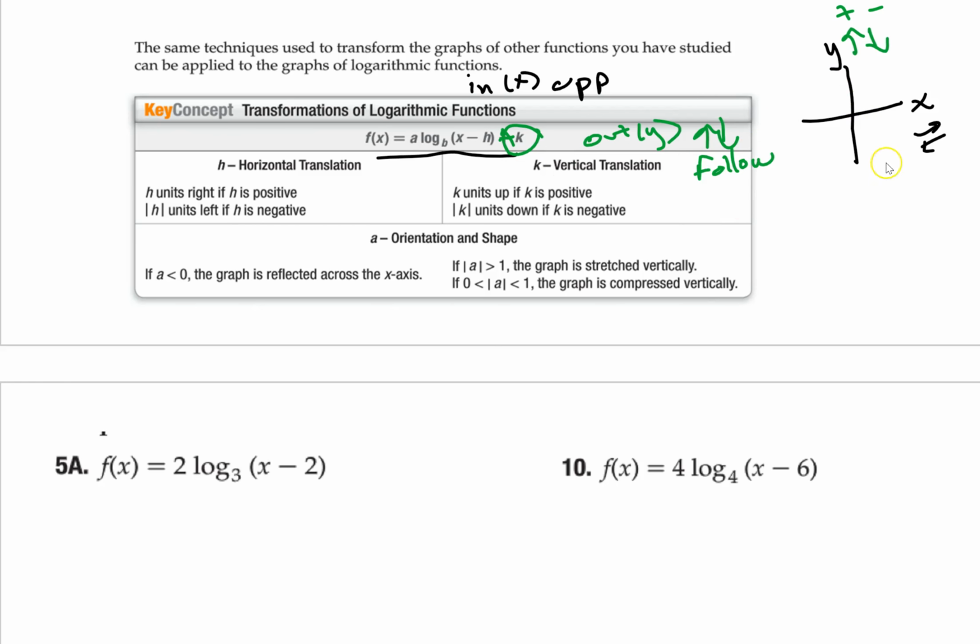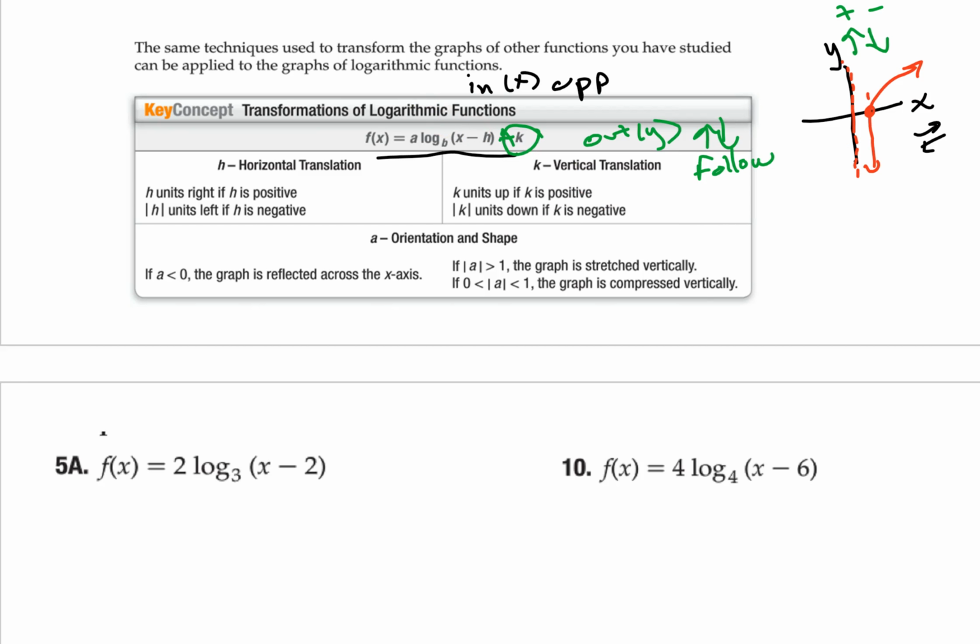So once you know your basic log graph, which we should know looks like this, right? Crosses that 1. Remember, it's just the inverse of an exponential graph. That's why we have a vertical asymptote instead of a horizontal one. That's why we cross at 0, 1 instead of 1, 0. So once you know your basic graph, you just move up, down, left, right.